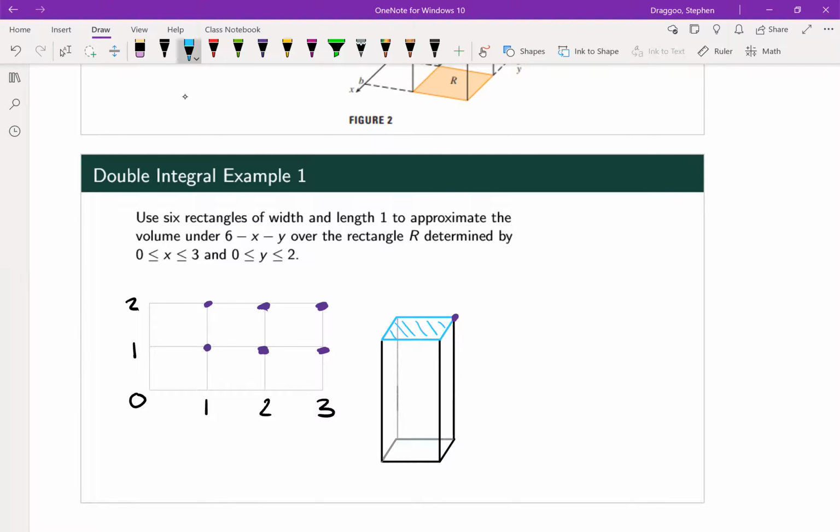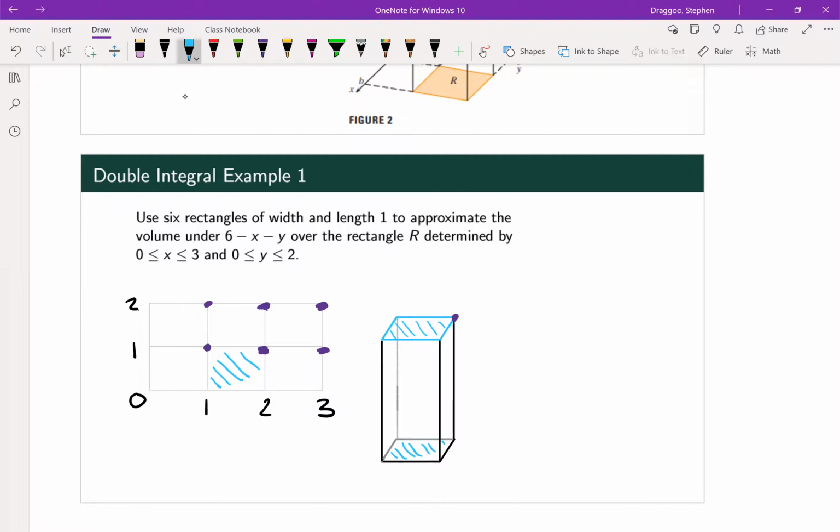So if we just break down one of these rectangles for a moment, say the one that's between 1 and 2 on the x-axis and 0 and 1 on the y-axis, it should be this rectangular box pictured to the right, where, I suppose, it makes sense that the bottom rectangle should also be shaded in blue.